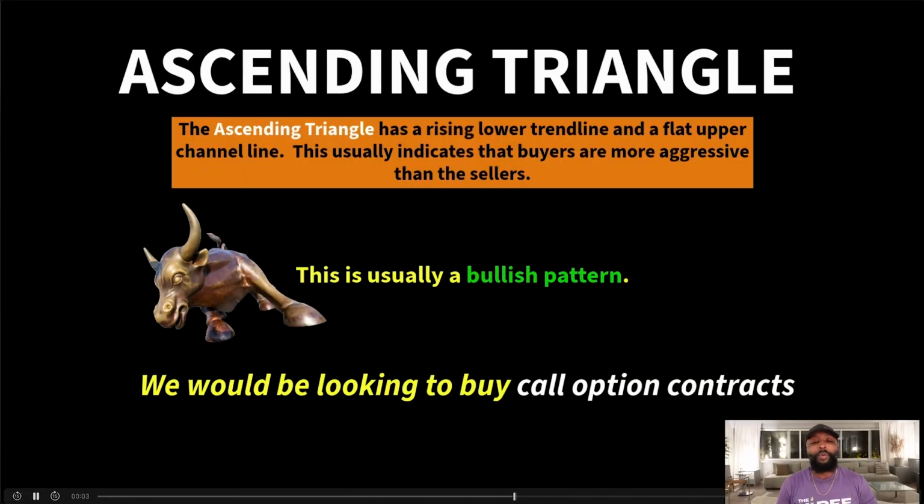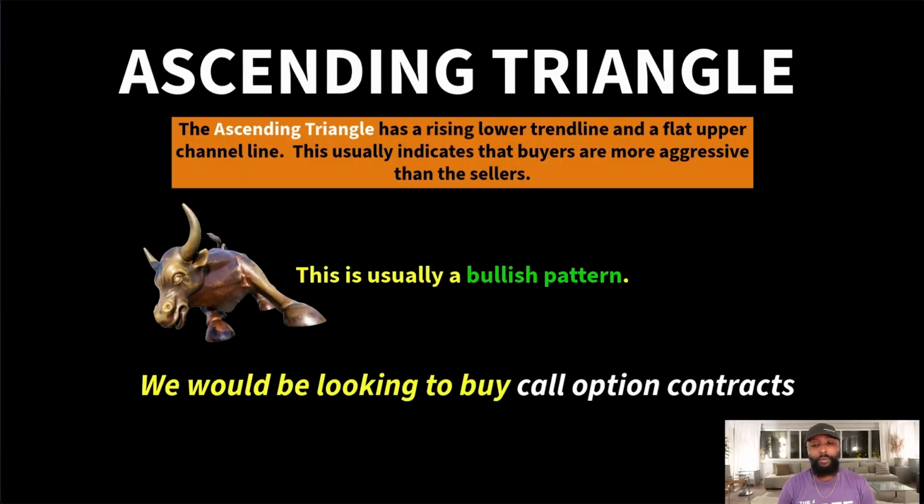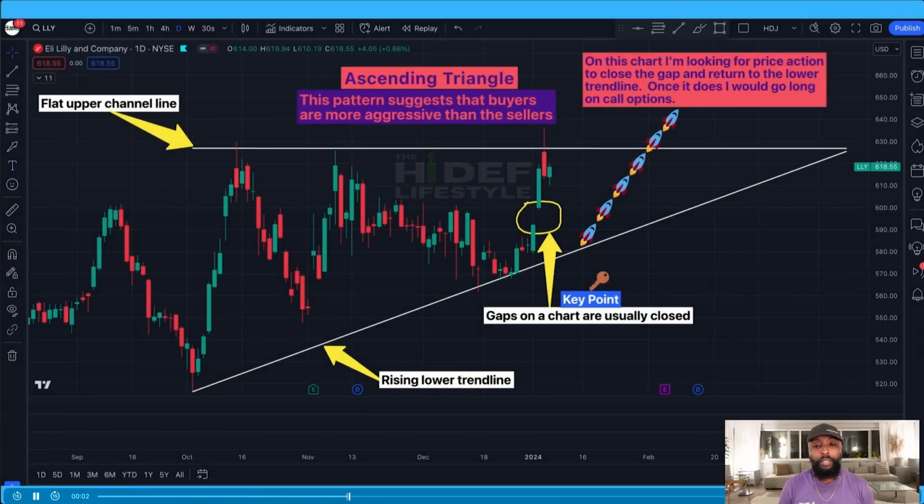All right, we have the ascending triangle. Now this has a rising lower trend line and a flat upper channel line. This usually indicates that buyers are more aggressive than the sellers. We view this as a bullish pattern, and we would look to buy call option contracts. So let's look at that ascending triangle. So here is the rising lower trend line right here.